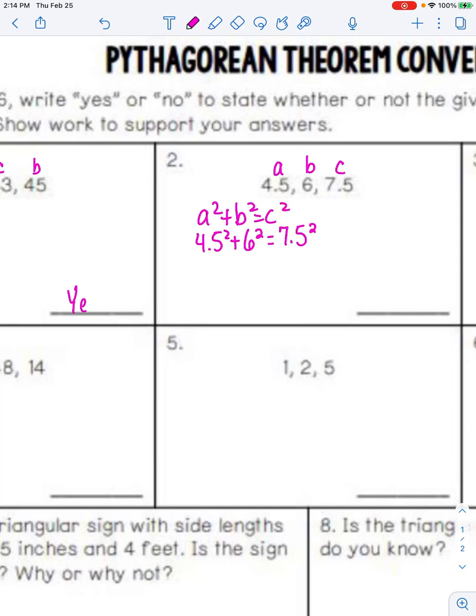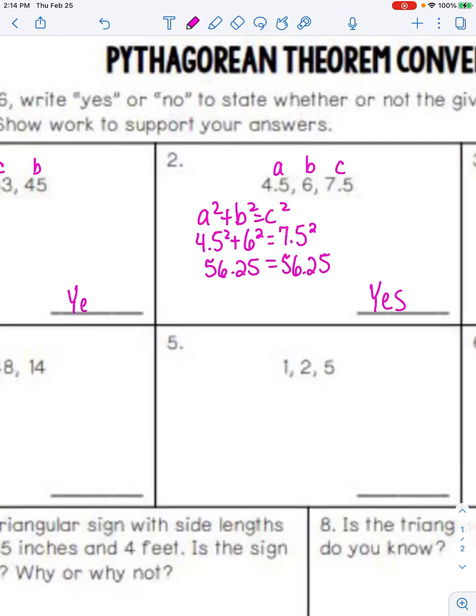So first I'm going to do 4.5 squared plus 6 squared. So 56.25 is what I get for the left-hand side. And then I'm going to do 7.5 squared. When you do that, you also get 56.25. Since those two are the same, since they're equal to each other, yes, those three sides will create a right triangle.